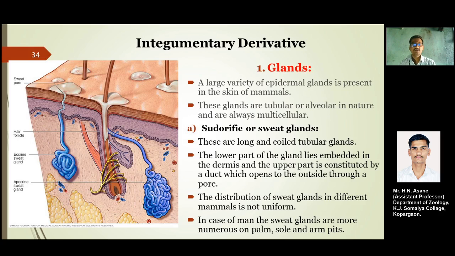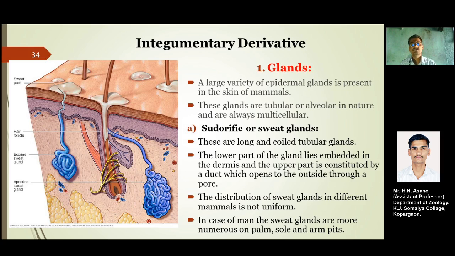The integumentary derivatives play a supporting role, providing a well developed structure to the skin system. The skin system is nourished and supported by these derivatives. So the first thing will be the glands of the skin.